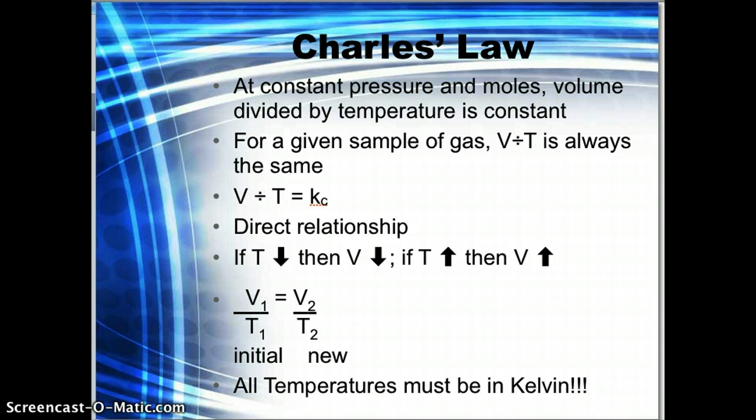In this case, it is a direct relationship. So that means that if the T decreases, then the volume decreases. And if the temperature increases, then the volume increases. So this formula here, V1 over T1 equals V2 over T2, I would put a nice big star around that and circle that because that's the technical formula for Charles' law.